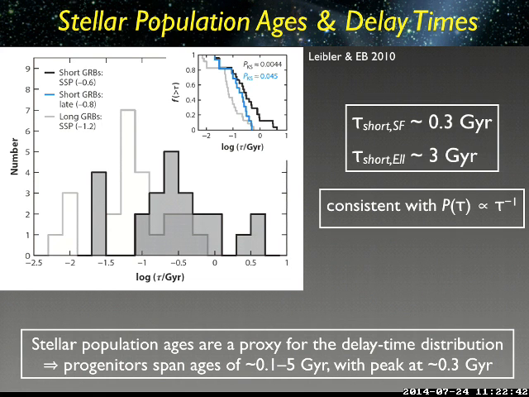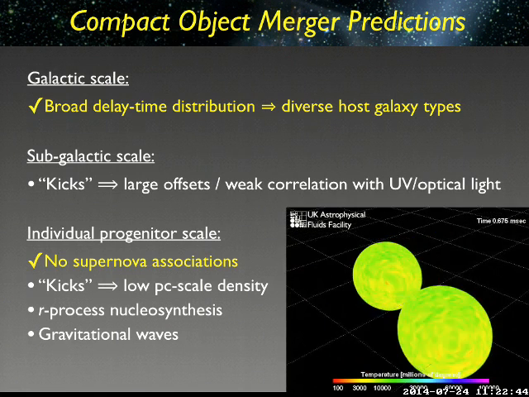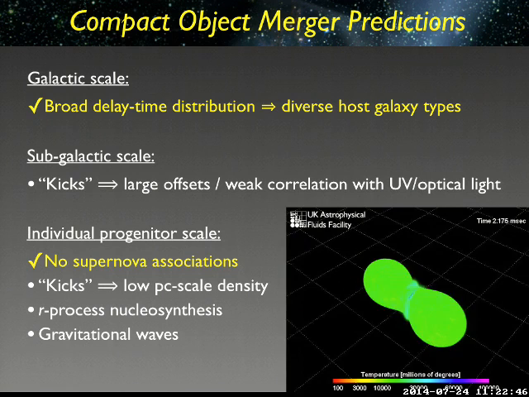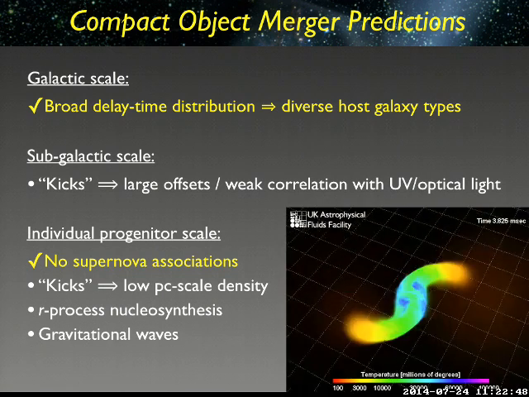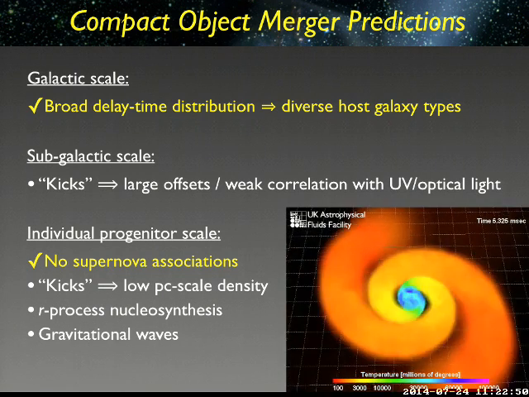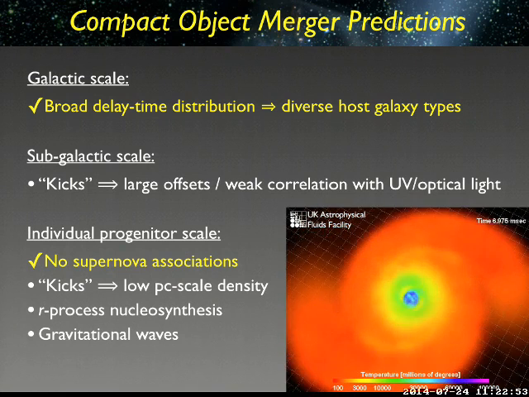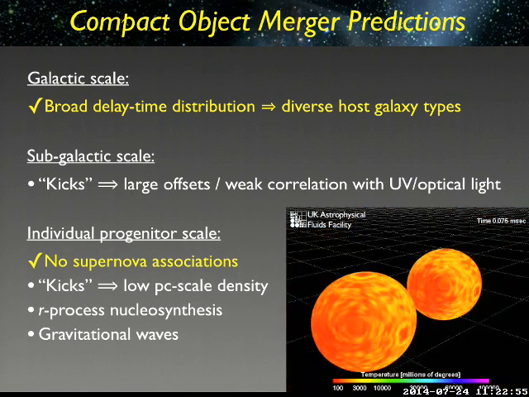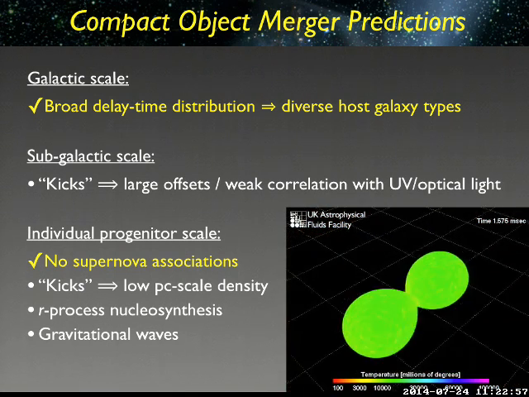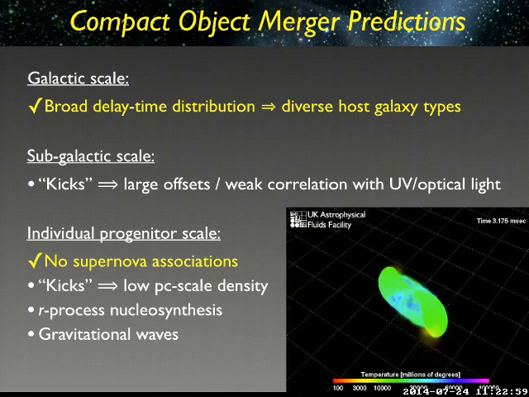Okay, so that's about the delay time distribution, and essentially looking at the distribution of host galaxy types and the properties of those host galaxies suggests that there is quite a broad distribution of delay times. All right, let's move on to the sub-galactic scale. Okay, so this idea of kicks.